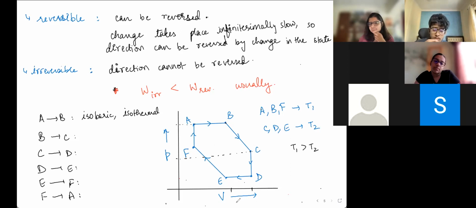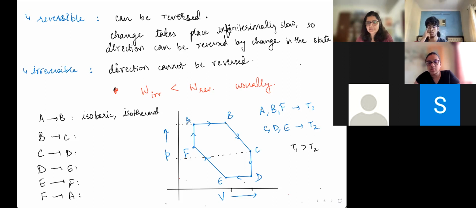Ma'am, I didn't understand. Is it sort of adiabatic? No. Wait, but Kaveri, isn't it reversible? One second. Kaveri, can you explain how A to B is isobaric, isothermal? I don't know.